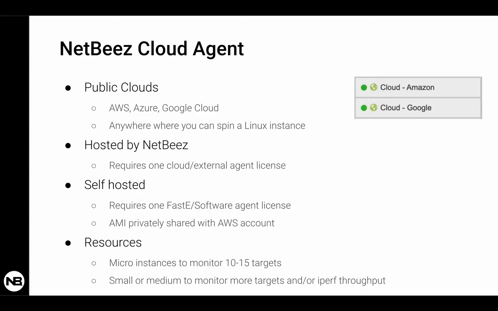So first of all, a couple of notes about our Cloud Agents. You see on the right hand side the icons on the NetBeez dashboard with the green word. NetBeez supports almost any public cloud that can spin a Linux instance, either Debian or Ubuntu based. More in particular, we work a lot with AWS, Azure, and Google Cloud. These are really the three major clouds where we see a lot of traction.